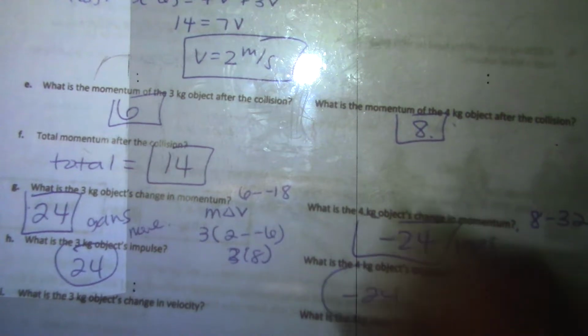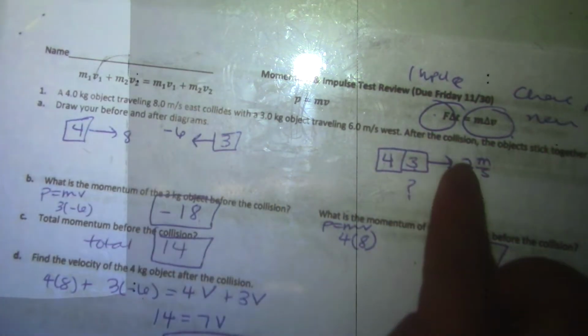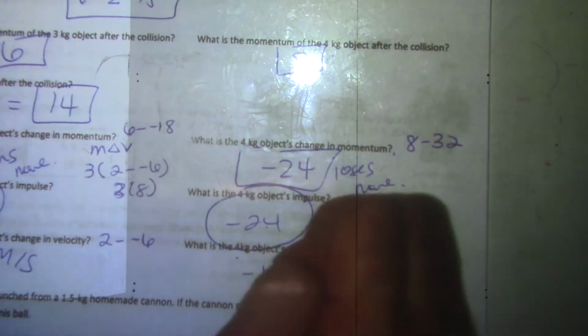which is negative 24. The 3 kilograms' change in velocity, so the 3 kilograms started with negative 6 and went to 2, so 2 minus negative 6, again we're looking at what the velocity changed by, so it gained 8 meters per second. And the 4 kilograms' change in velocity still ended at 2, but this one started at 8, so 2 minus 8 is negative 6 meters per second.